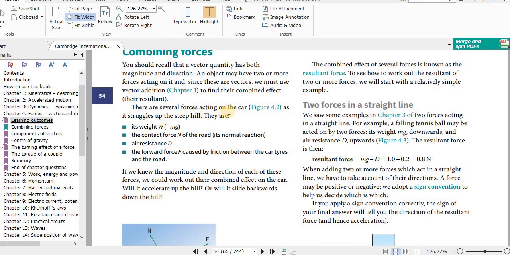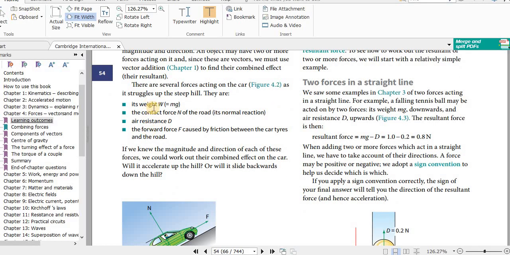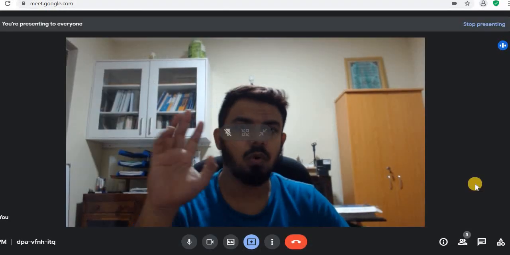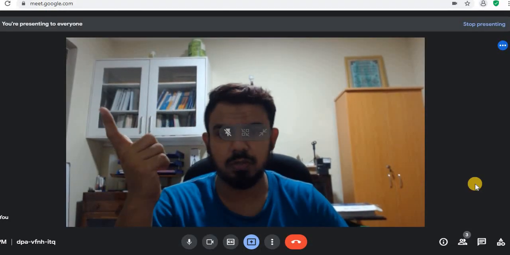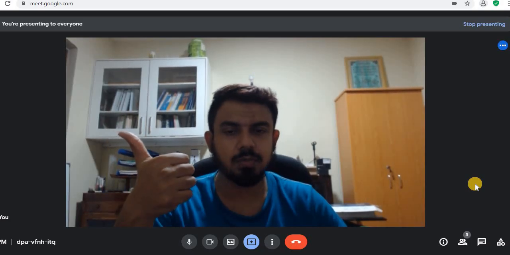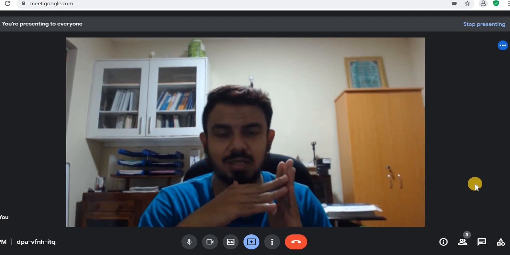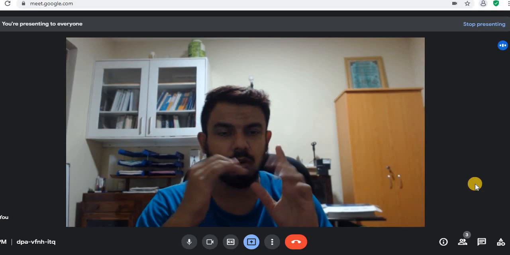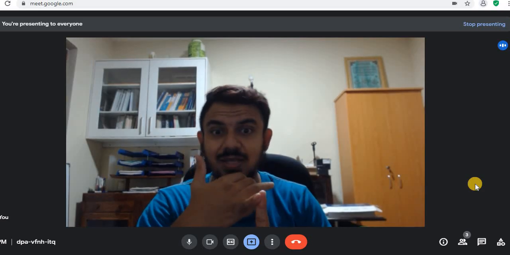There are several forces acting on the car in figure 4.2, as it struggles up the steep hill. They are, now I already explained this, the weight. The contact force is also called the normal contact force or normal reaction force, contact force. So you can see there are four names for this force. Normal contact force. Why do we say normal contact force? Normal, it's because it is perpendicular to the surface it is exerted from. So normal means at 90 degrees or perpendicular. So always this force is perpendicular to the surface it is exerted from.